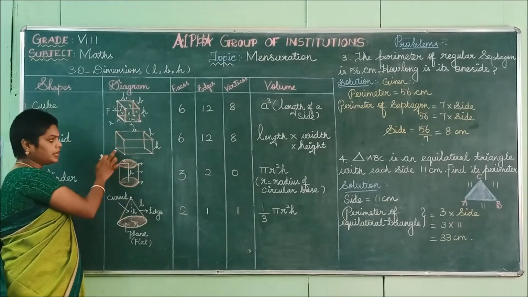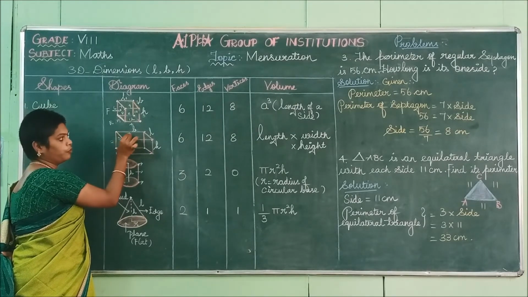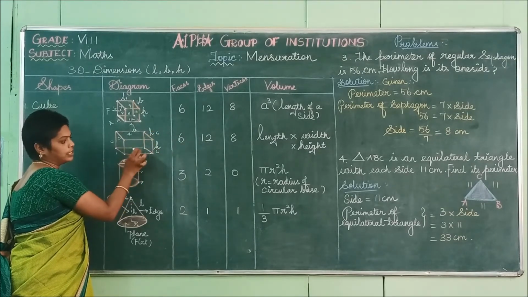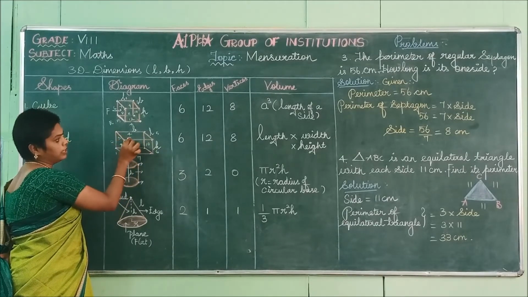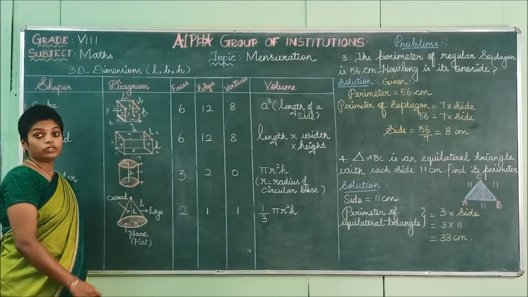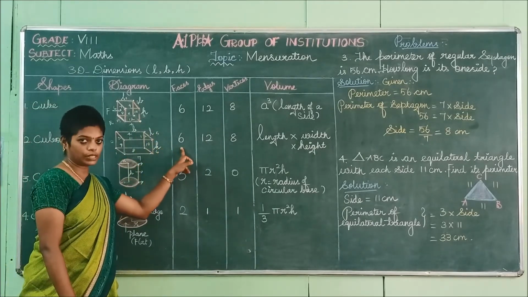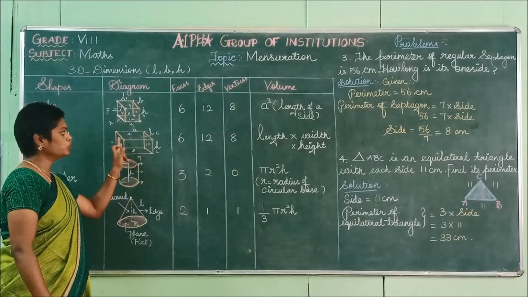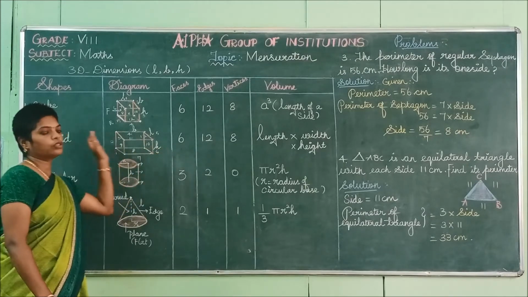So edges. Likewise, here is one edge, this is the second edge, this is the third, this is the fourth, this one is fifth, this is sixth, this is 7, this line is 8, this line is 9, this line is 10, this line is 11, this line is 12. So totally how many? Here also 12. So similar to the cube, it has 6 faces and 12 edges. So count the corner points. That is vertices 1, 2, 3, 4, 5, 6, 7 and 8. 8 vertices.